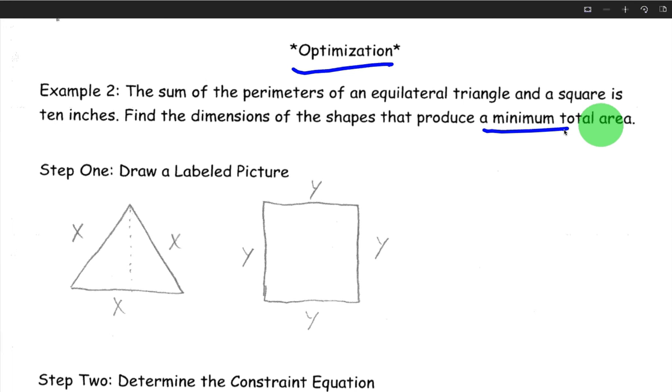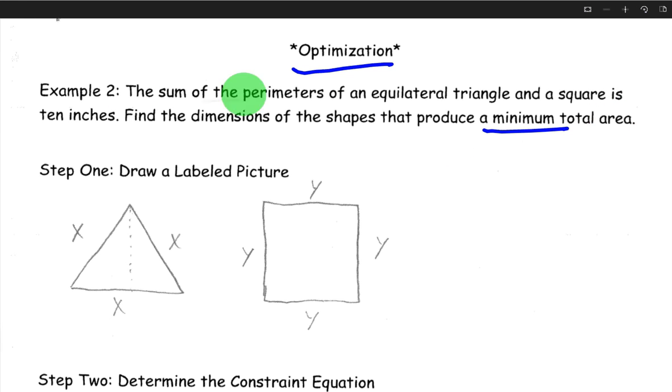You know, the word optimization means the best case scenario. And in the real world, many times that is actually people's job description. That's what they do. They work in optimization to save companies money, so they spend the least amount of money to produce this product. So again, let's read this question. Find the dimensions of the shapes that produce a minimum total area.